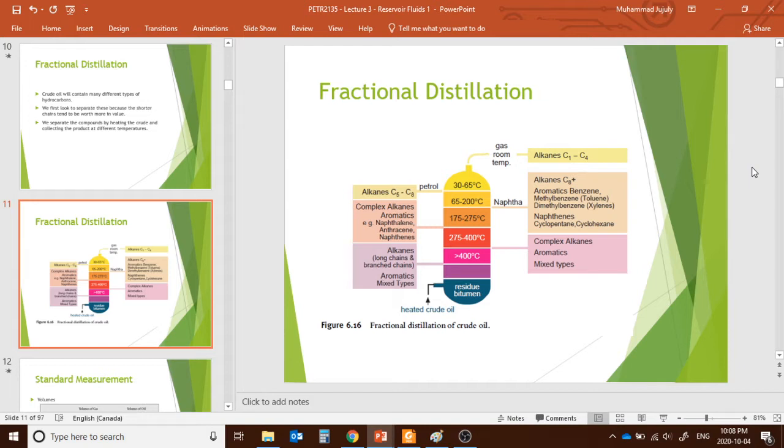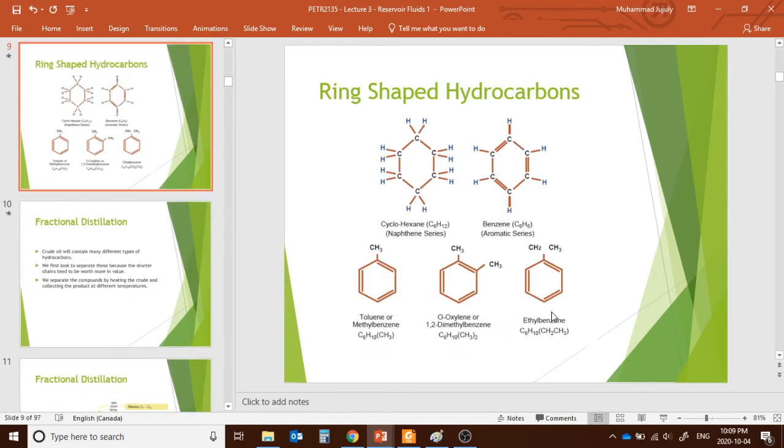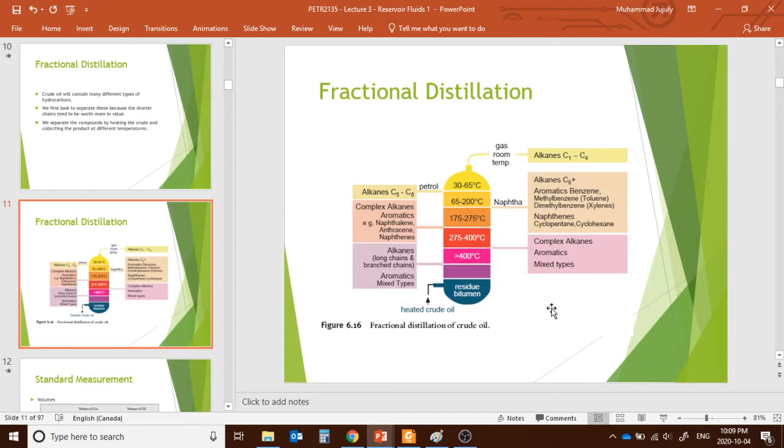We use the same principle for crude oil. In crude oil we have a wide range of hydrocarbons, from carbon 1, methane, to C20. The lower the carbon number of the hydrocarbon, the lighter it is, and the higher, like C20 or the aromatics here, the heavier they are.